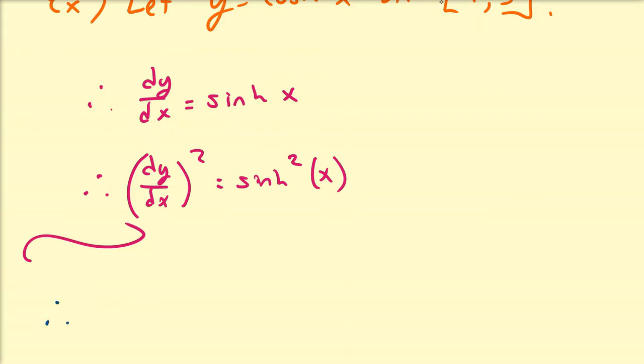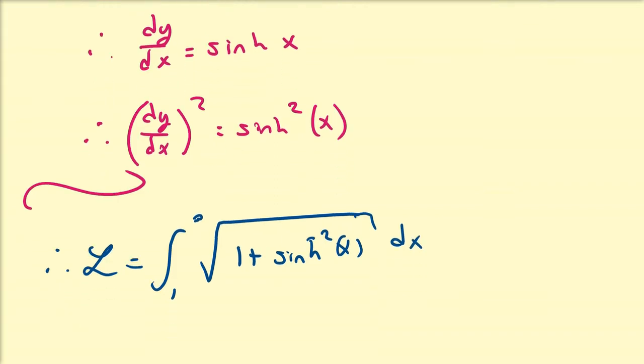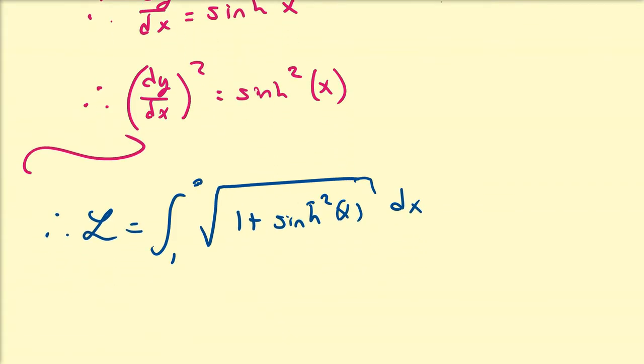So therefore, the arc length, which I'm going to call L, is going to be equal to the integral on the interval of interest, 1 to 3, of the square root of 1 plus (dy/dx) quantity squared. So that's going to be sinh squared of x dx. Recall that hyperbolic cosine squared minus hyperbolic sine squared x is equal to 1. So that means 1 plus hyperbolic sine squared x is just going to be equal to hyperbolic cosine squared of x.